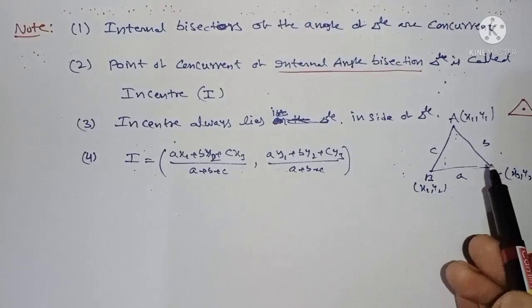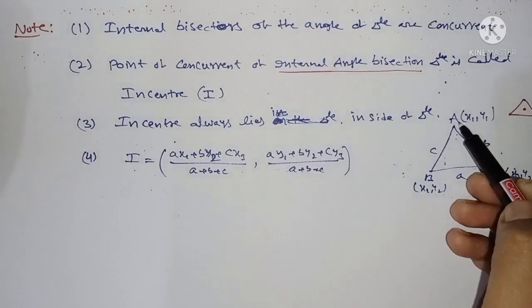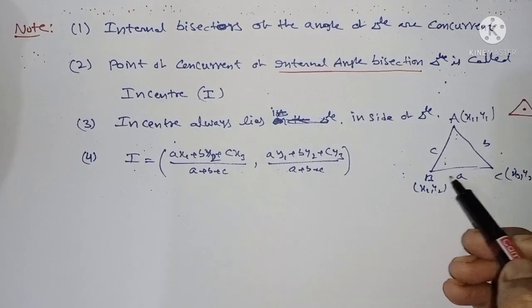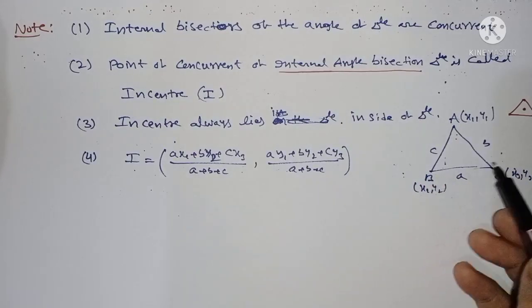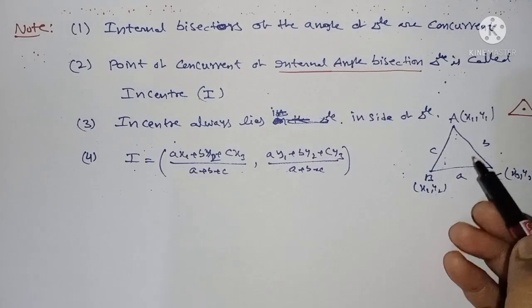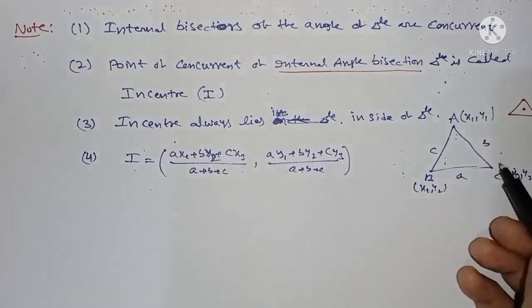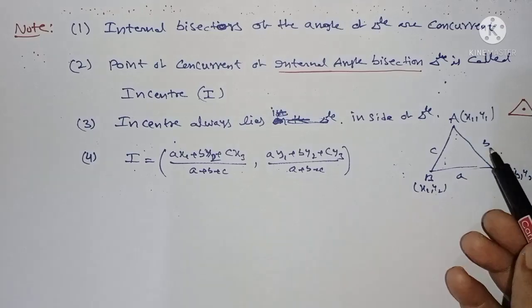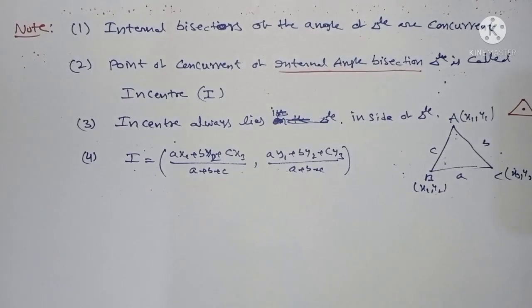Once you know the vertices, a is the length opposite to A. The distance between two points is the square root of (x1 minus x2) whole square plus (y2 minus y1) whole square. Find the three distances BC, AC and AB, which are small a, small b, small c. Then substitute here and you get the incenter. This is the method of finding the incenter.